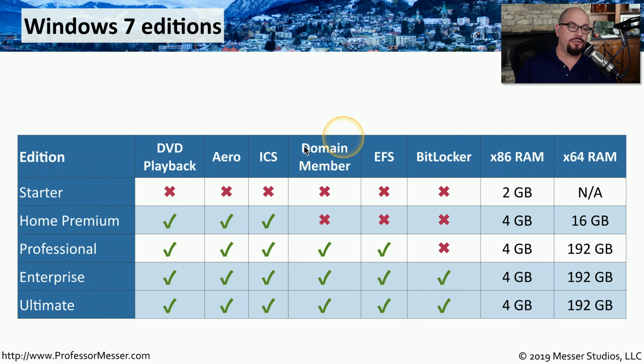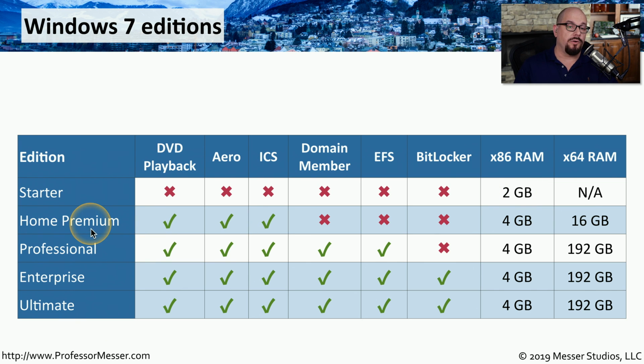Here's a summary of the features available in these different Windows 7 editions. The edition that has the least functionality is Windows 7 Starter. You can see none of these features are available. It's not supported in a 64-bit version. You can only get a 32-bit version, and that only supports 2 gigabytes of RAM.